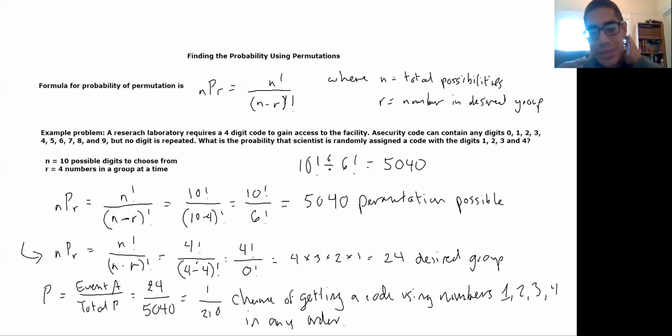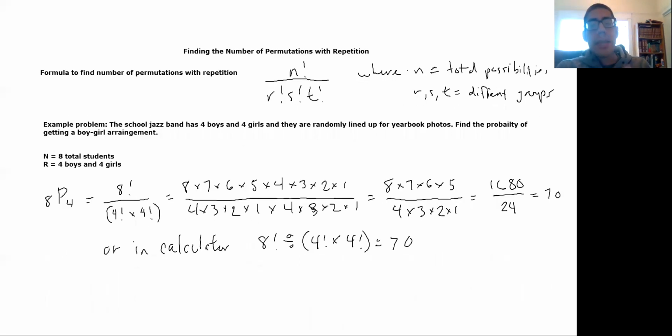This one, remember how I said no digit is repeated? Well, what happens if they do want you to repeat? If they want you to repeat, you're going to end up with way more possibilities than if you're not allowed to repeat. So the formula has to change a little bit. So last thing, find the number of permutations with repetition.